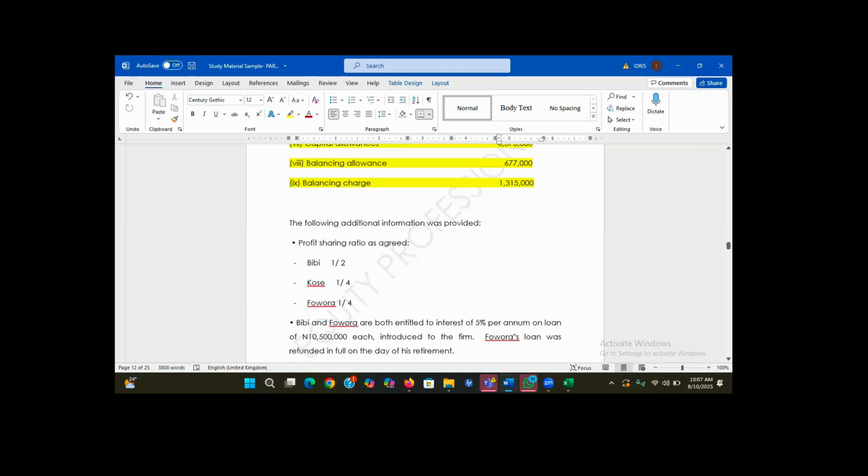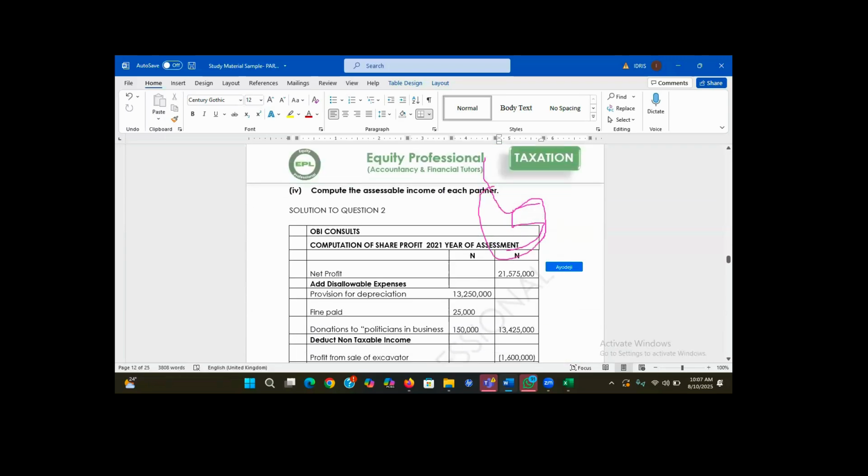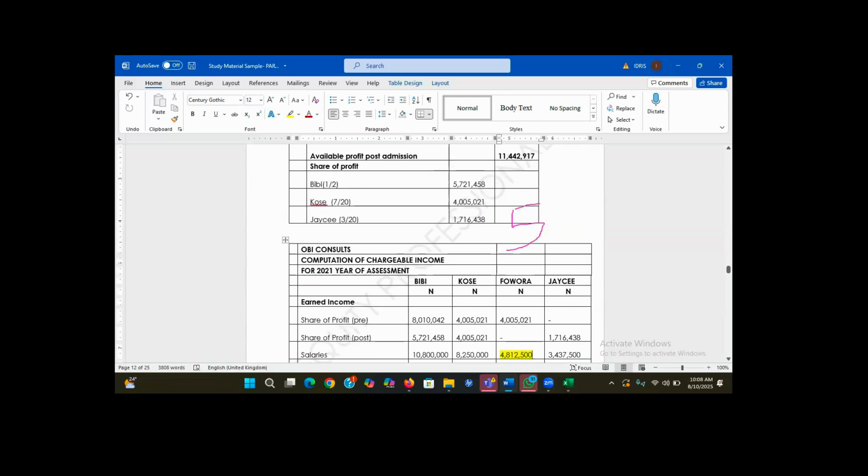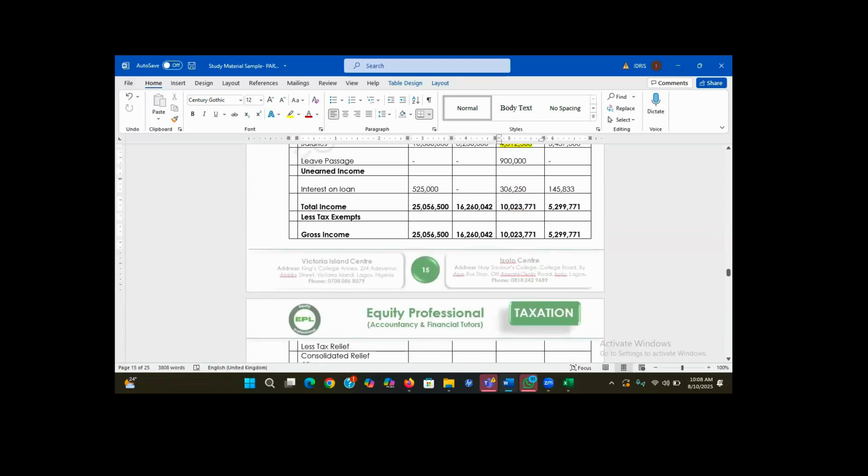Do you understand? Yes, sir. That means 5% times 10,500,000 times 7 over 12. So how much do we get? 306,250. Okay, let me show you the interest on loan prorated for Fowora. Can we see it?